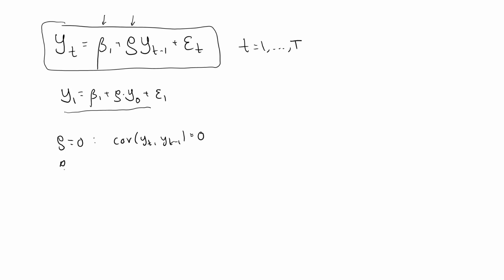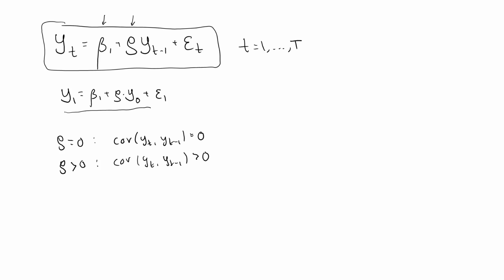If I increase rho, if rho is greater than 0, we can see that whenever yt minus 1 increases, because rho is positive, yt will increase. So in this case, the covariance between yt and yt minus 1 will be positive. And similarly, if rho is negative, this covariance will be negative. Remember that a positive covariance implies that we will observe cycles in the data.